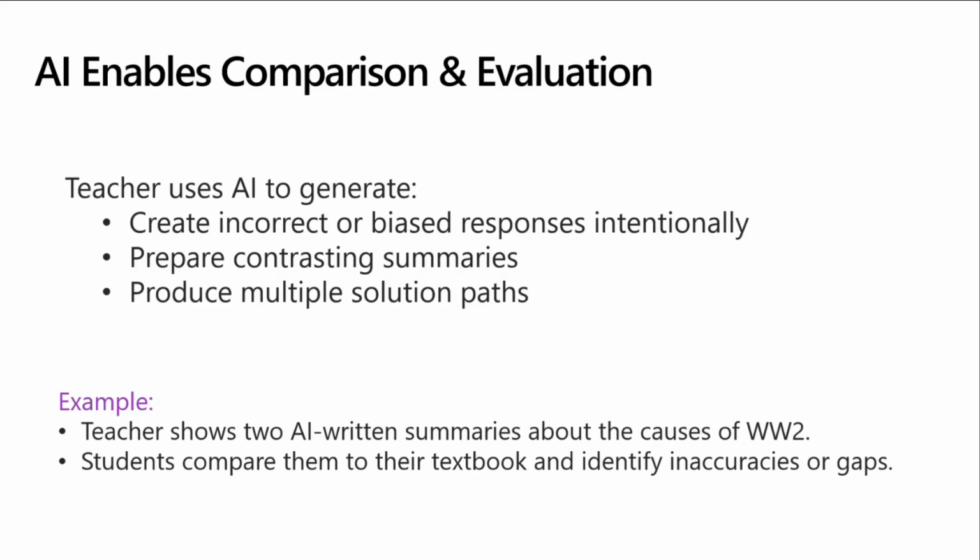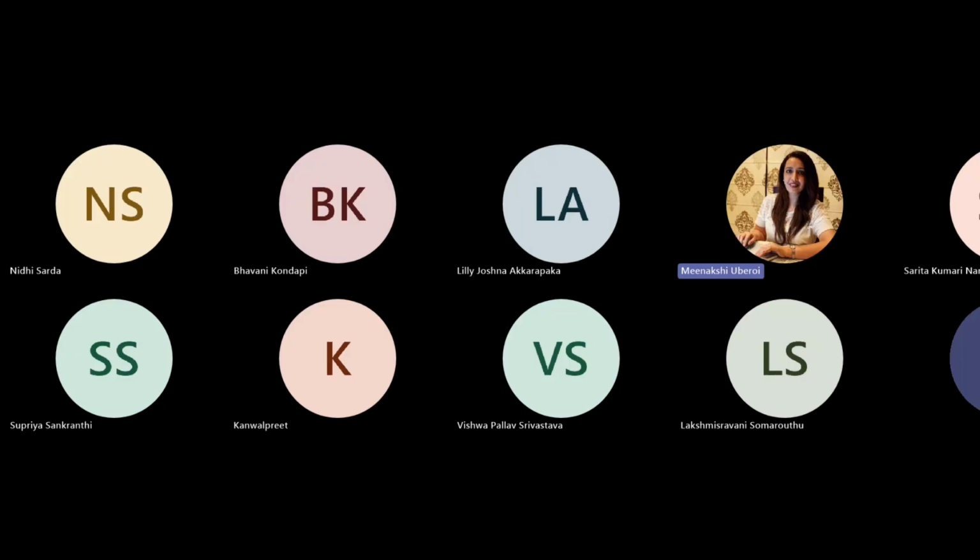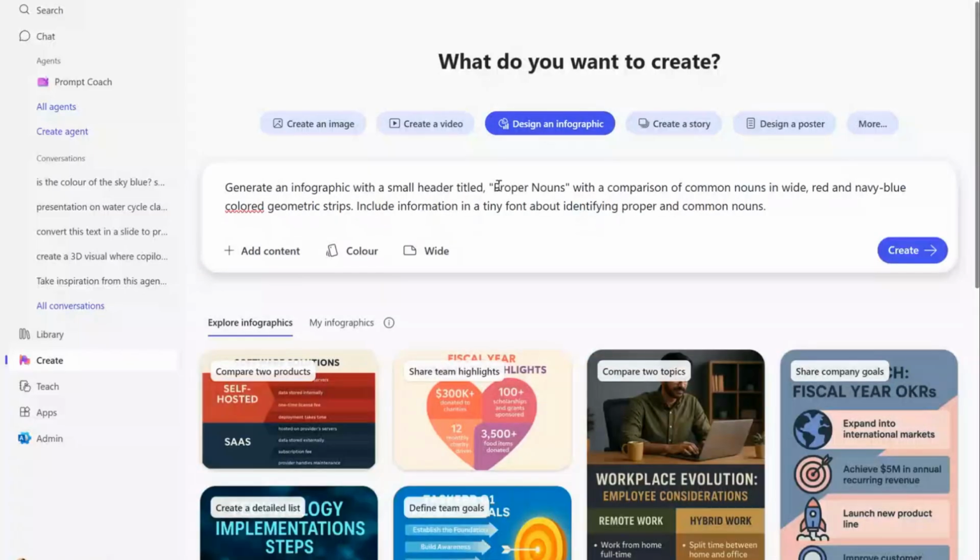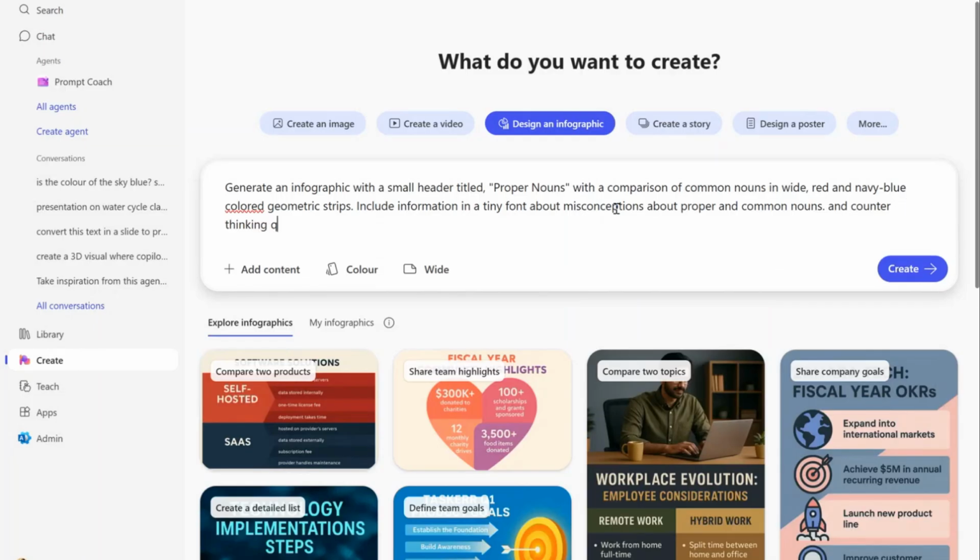I would love to demonstrate this in front of you, and I'm going to go back to Copilot for this. And what I'm going to do is design an infographic. In this infographic, I'm going to say proper noun and common noun is what I want them to identify. I want them to include information in tiny font about misconceptions about AI, about proper and common noun, and a counter thinking question. Okay, I've just written this.